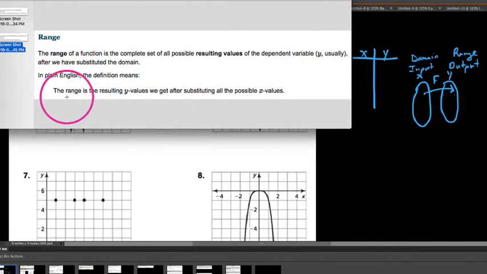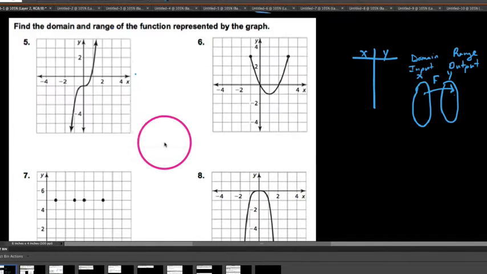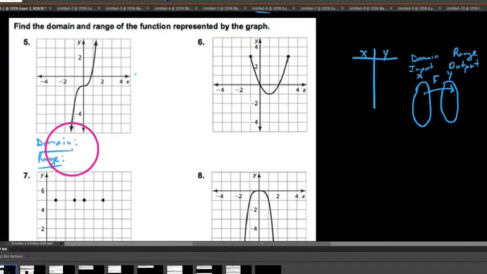So this one in plain English basically says that the range is the resulting y values we get after substituting all the possible x values. And so when we talk about domain and range, really what we're identifying are what are all the x values that make our function work, and what are all the y values that we get after we plug those in. So when we're talking about domain, we're really looking at the x-axis here. When we're talking about range, we're really looking at the y-axis here.